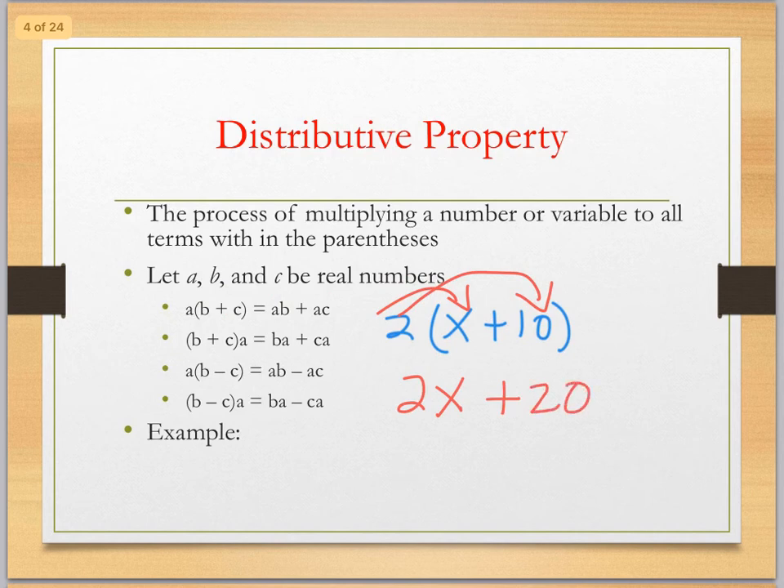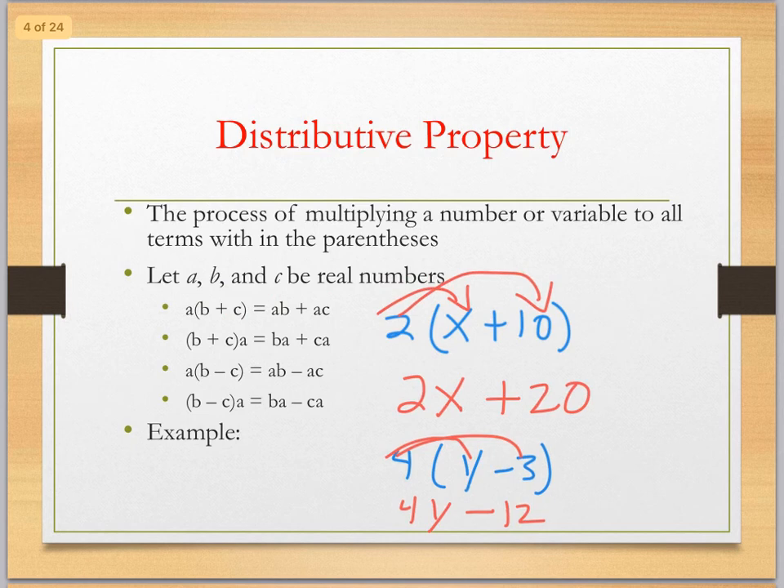That's it. It works with subtraction too. So if I had 4 times y minus 3, again, we share that with everybody inside. So we're going to get 4y minus, and 4 times 3 is 12. That's all there is to it.